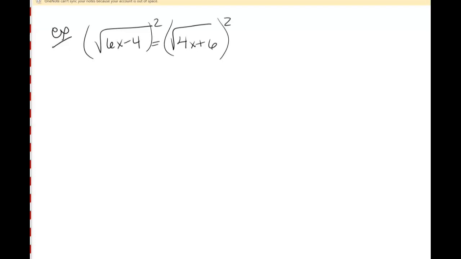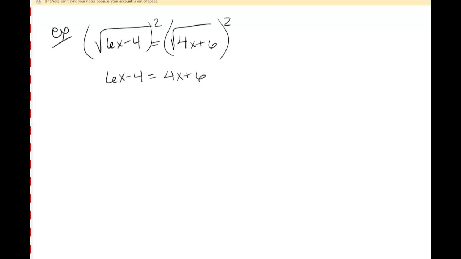All right, hang with me. I got 2 more for you. All right, what if we have the square root of 6x minus 4 equals the square root of 4x plus 6? All right, everything is under the radical, so the first thing I have to do is square both sides. And I'm going to get 6x minus 4 equals 4x plus 6.